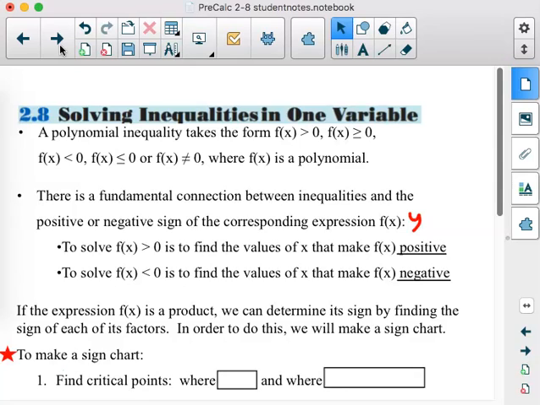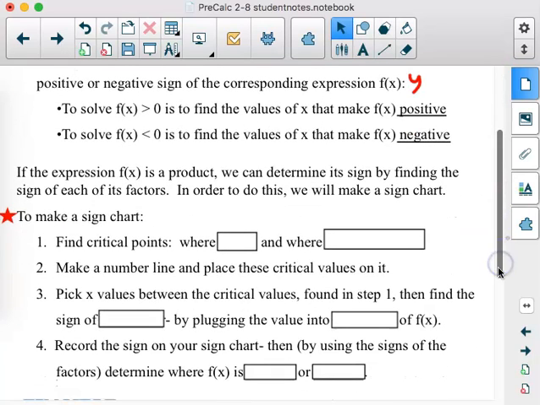So we're really trying to put the visual of the graph together with the algebra today. And see, those two things, they just work in harmony. They really do. So if the expression f of x is a product, something that's being multiplied, we can determine its sign by finding the sign of each of its factors. In order to do this, we will make a sign chart.